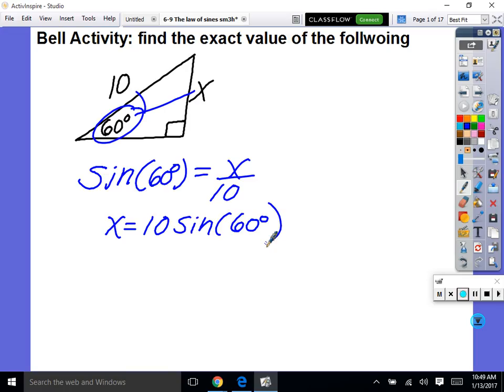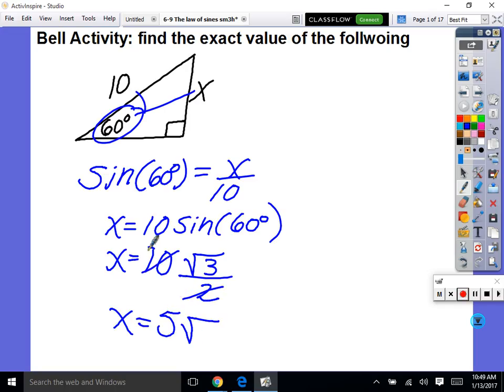So we would not give an approximate answer. We would give an exact answer. What is the sine at 60 degrees? The x value, the y value, so you said the square root of 3 over 2. Very good. When multiplying, we multiply straight across. I saw many of you get it right. 10 and 2 divide out to be 5. Perfect. You guys are great.